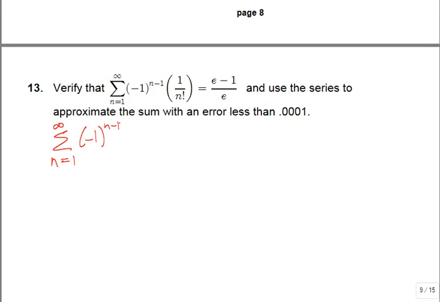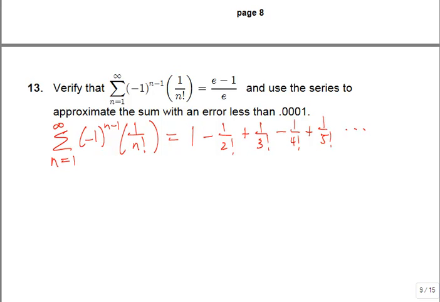So here's my series. So when n is 1, this will go to 0, so we'll get a positive term, and 1 over 1 factorial is just a 1. When n is 2, this will now be odd, so we'll get a negative, and this will be 1 over 2 factorial. When n is 3, we'll get a positive again, and we'll get 1 over 3 factorial. So it's 1 over these factorials, and they're alternating in sign. So this is what that expands to.